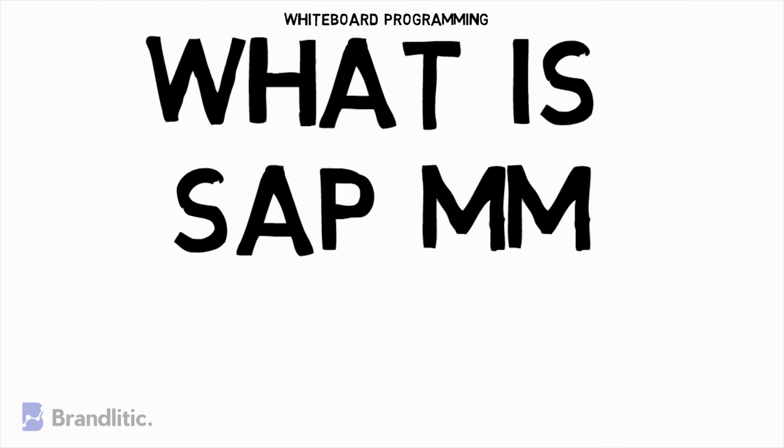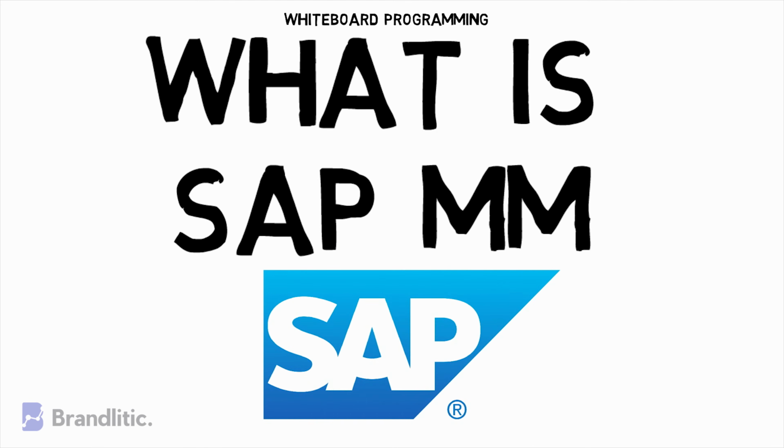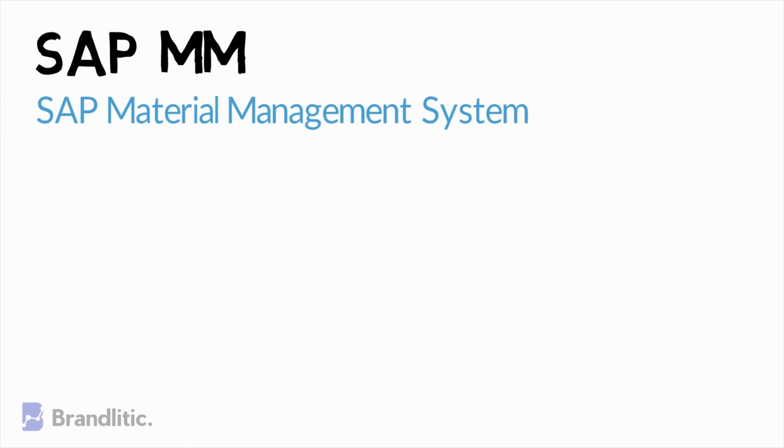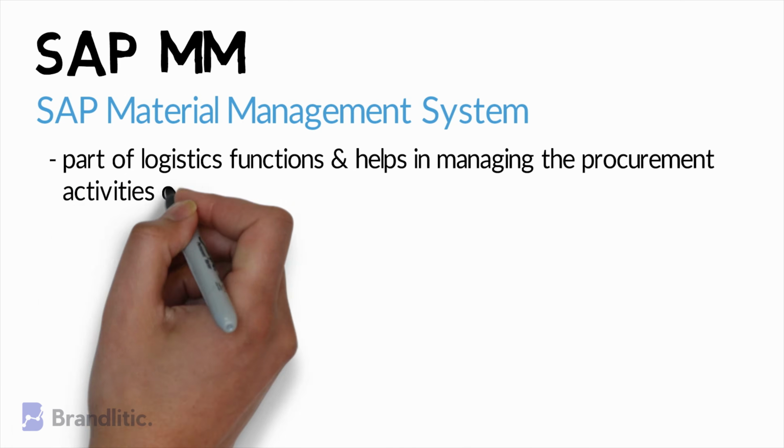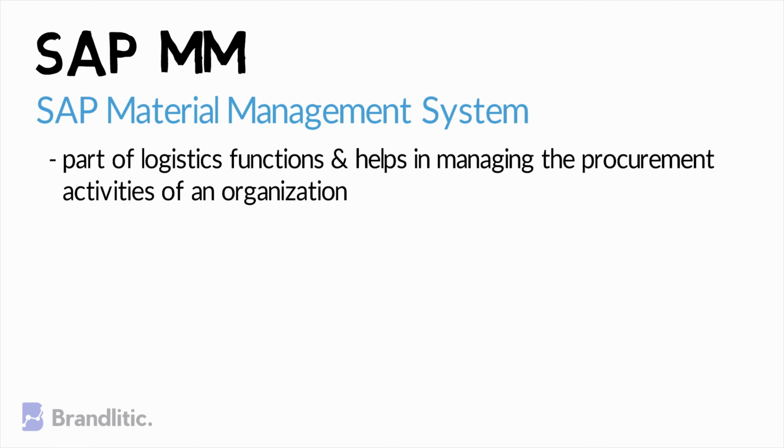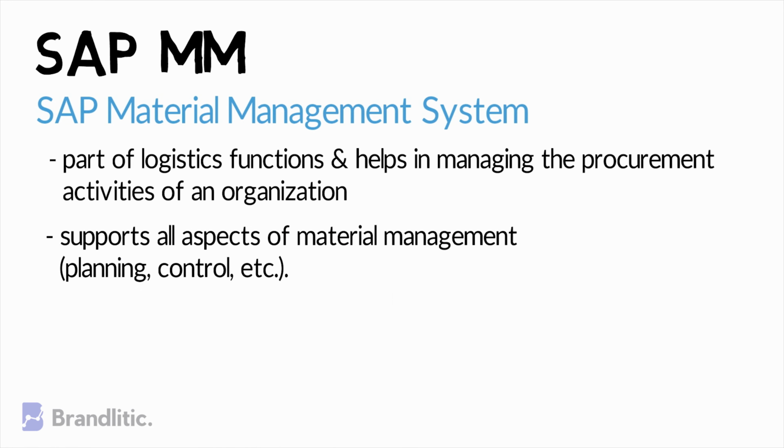Today I'll be sharing with you what is SAP MM. So let's get started. SAP MM is short for SAP Material Management System and is responsible for delivering the following roles. SAP MM is a part of logistics function and it helps in managing the procurement activities of an organization. It supports all aspects of material management system, for example, planning, control, etc.